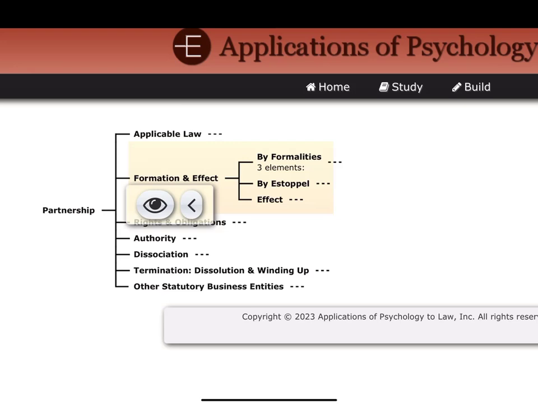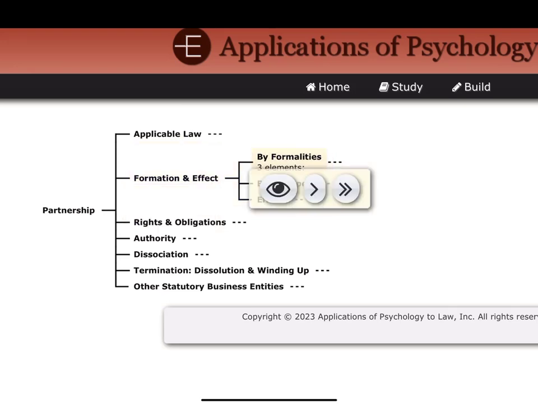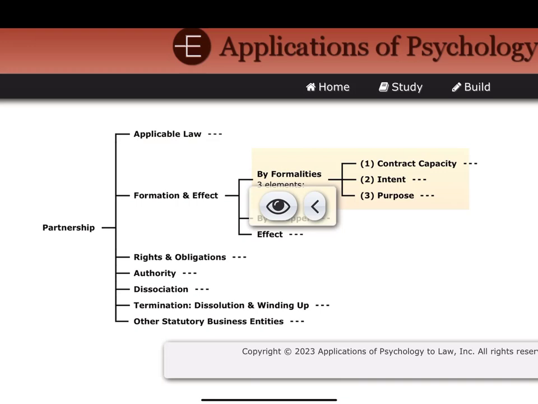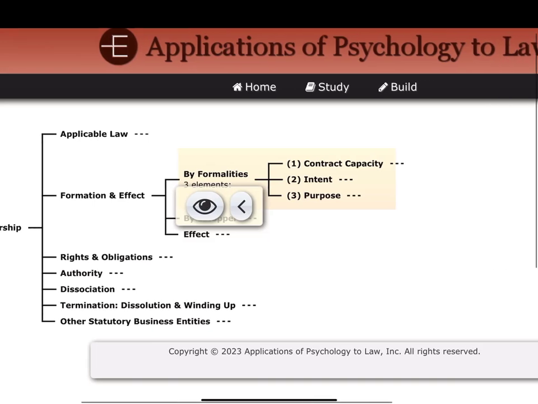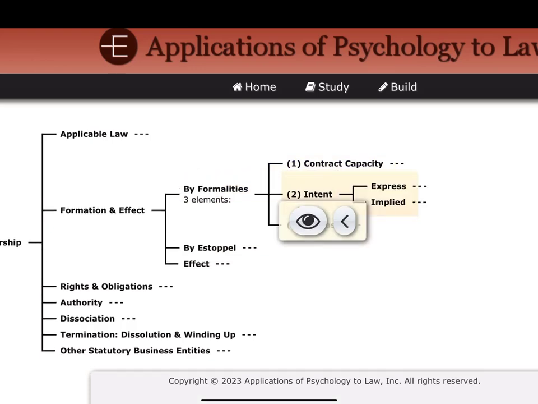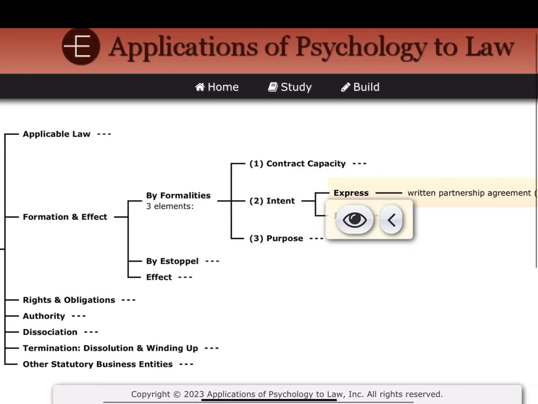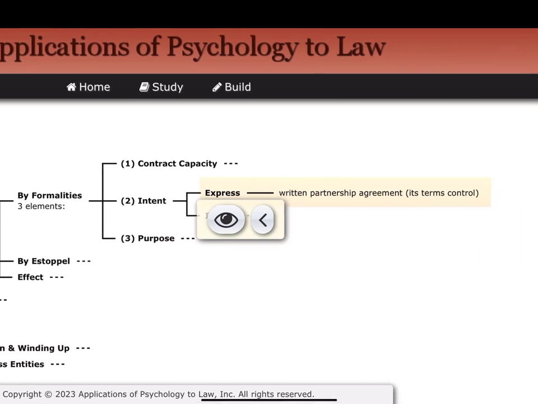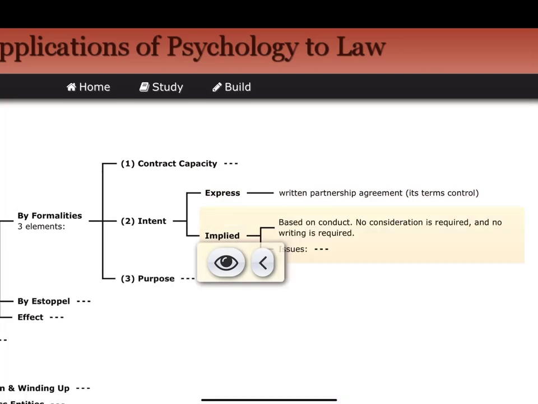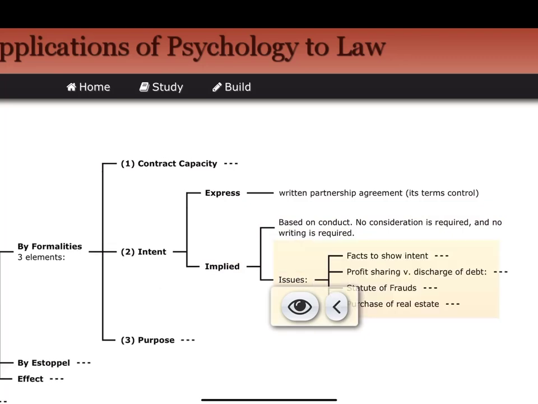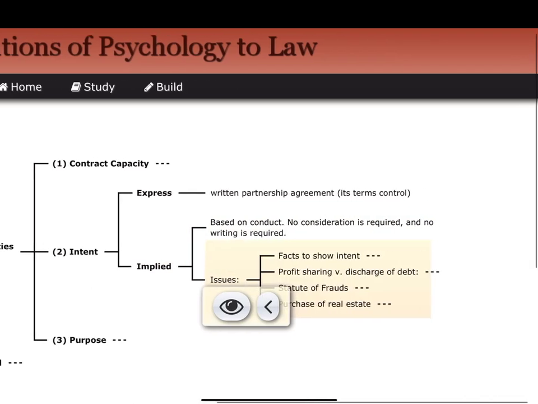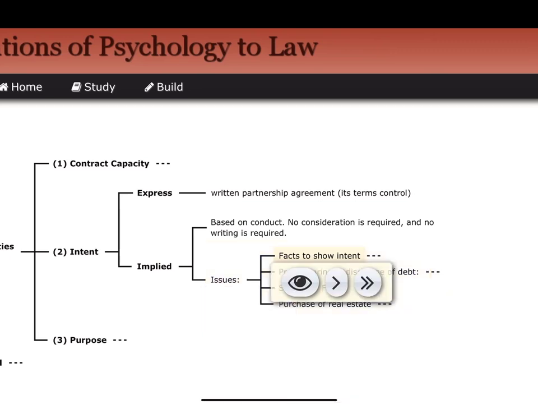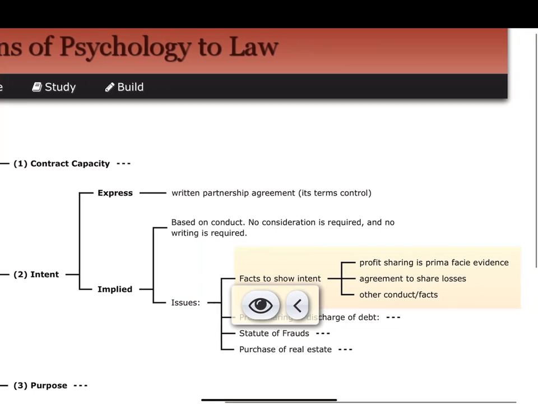But go back to formation and effect in partnership, which I think is where most of my facts are going to be in this hypothetical, because we want to know if this partnership includes Sam. And so to determine that, we need to know how you form a partnership. You need contract capacity, you need intent, and you need a purpose. The intent can be expressed. It can be a written partnership agreement, but it doesn't have to be. It can be implied based on conduct. And that's where I expect to find most of the facts that go to Sam.